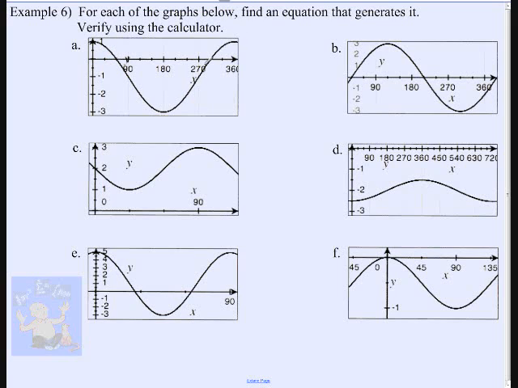So what do you think here? Should we use sine or cosine? It's starting high rather than at the midpoint. So probably we want to be thinking cosine.